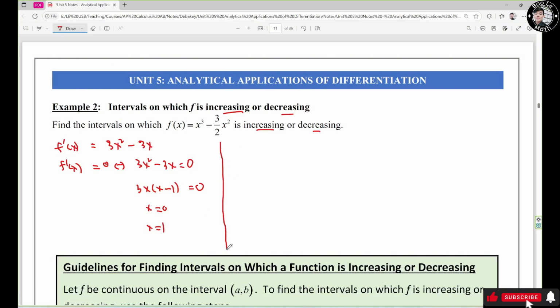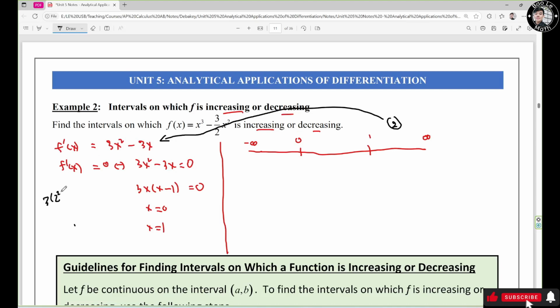Now I need to use the sign chart to check the sign of f prime of s. In order to check the sign of f prime of s, I need to test a number. So I pick the number 2 right here within the interval 1 to infinity. I substitute this back over here and test to see if it's positive or negative. So I have 3 times 2 squared minus 3 times 2. It's gonna be positive. So this one is positive, and then you keep alternating the sign, negative and positive.